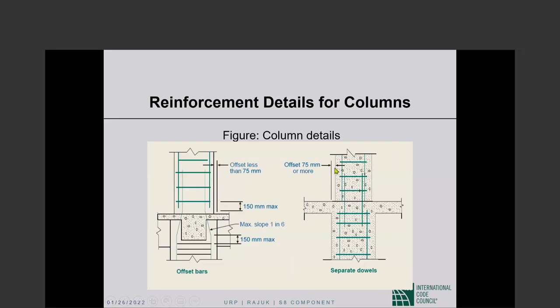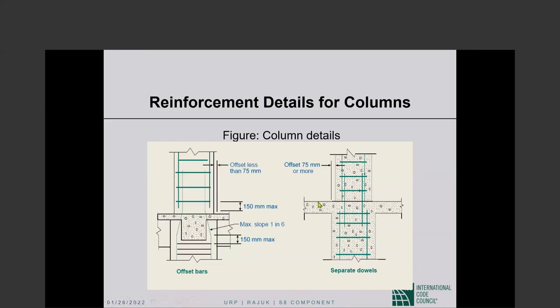If the offset is more than 3 inches, then you cannot bend the column bars. Then you have to have dowels. So here we are showing a separate dowel. This dowel will pick up stress from this bar and then will transfer the stress to that bar. This will be the thrust on you if the offset, as I said, is 3 inches or more.